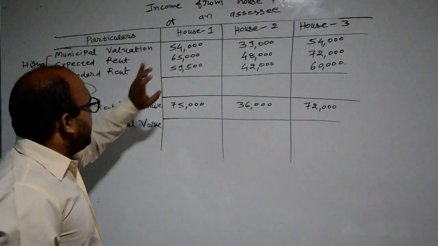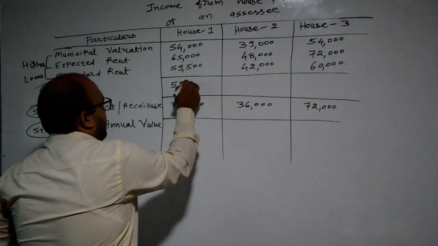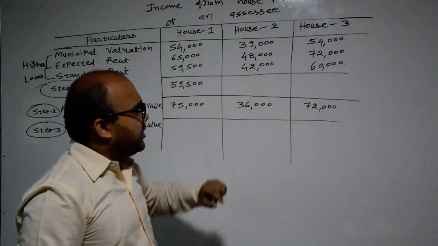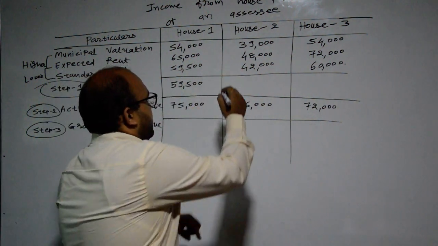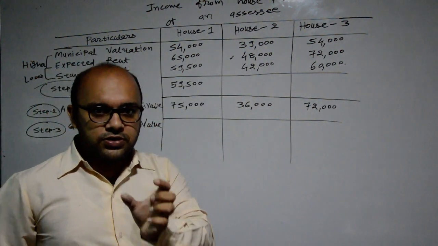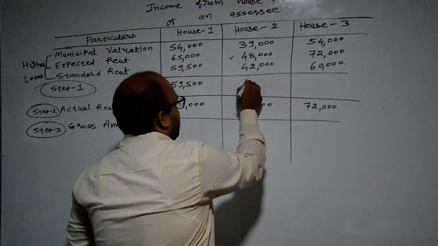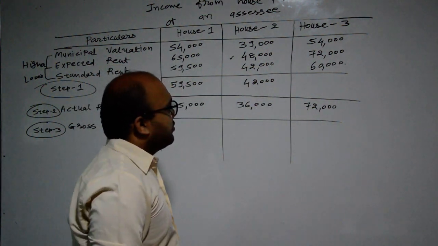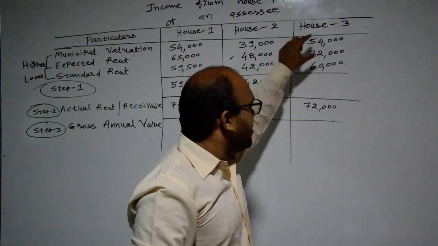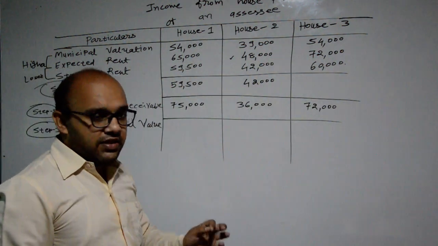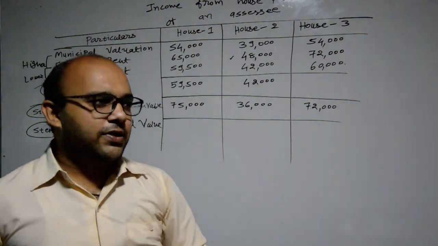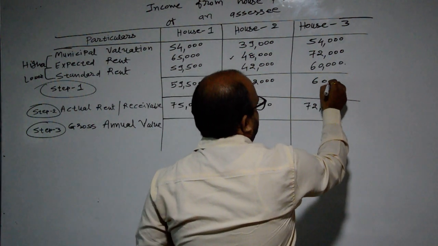Okay, so 59,500 will be the figure in house number 1. Then in house number 2, 39,000 and 48,000, the higher value is selected, means 48,000. Then it will be compared with the standard rent, that is 42,000. Here the lower value will be selected, means 42,000. Then in house number 3, 54,000 and 72,000, so 72,000 will be selected. Then it will be compared with standard rent, that is 60,000 rupees. Here the lower value will be selected, means rupees 60,000.